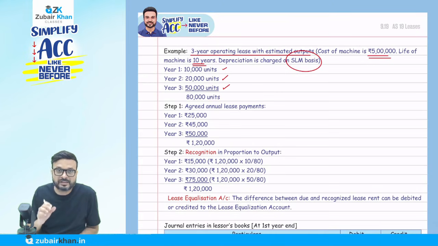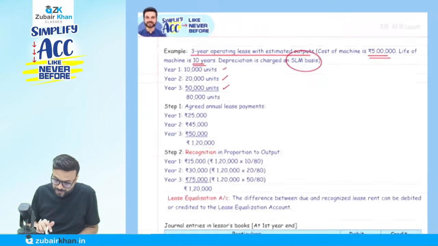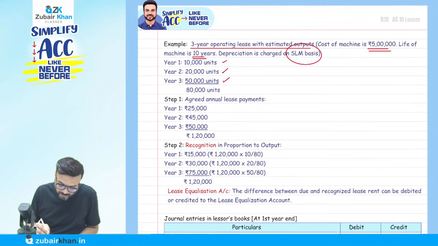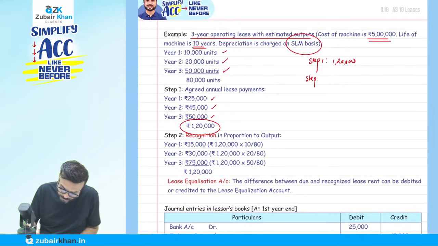So what is step number 1? In step number 1 we have to calculate the annual lease rental as per the information given. Suppose they give you the information that it is 25,000 first year rental, 45,000 second year, third year 50,000. If we do the total, that is coming 1,20,000. So what is the total annual lease rental for the 3 years as given in the question? That is 1,20,000. Then they say recognize on the basis of output. So step number 2.